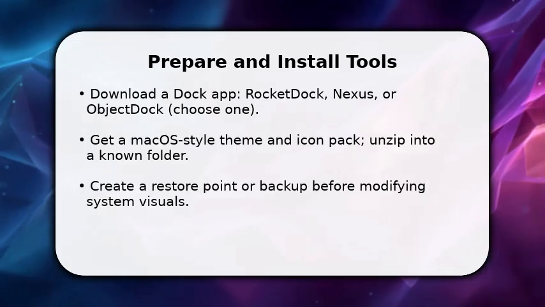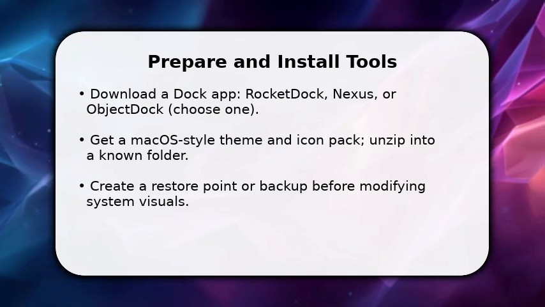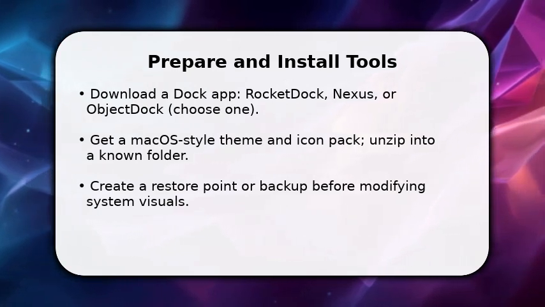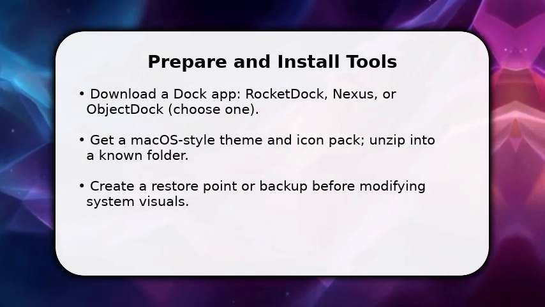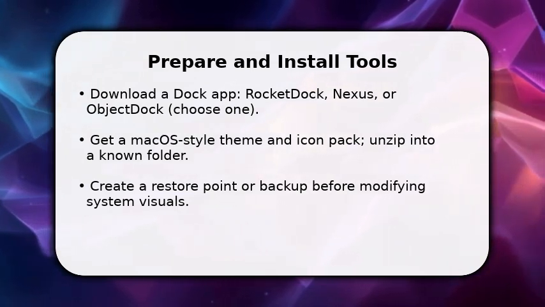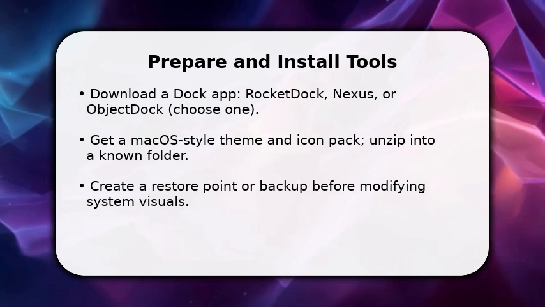You start by installing the dock software and theme. This gives you the Mac OS layout on Windows. First, run the installer for Rocket Dock or your chosen app and allow it to create shortcuts. This installs the core docking engine.